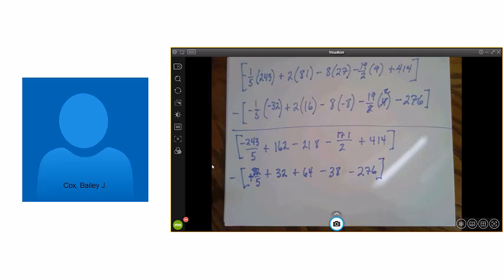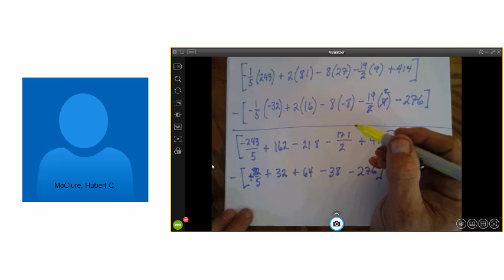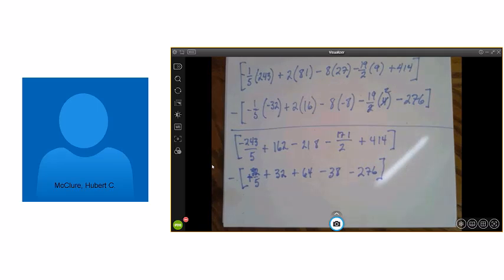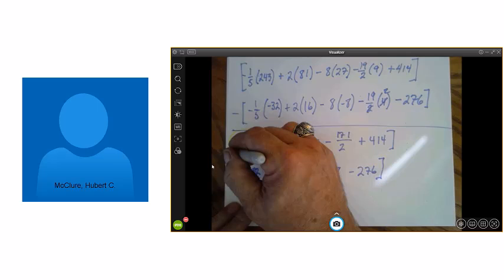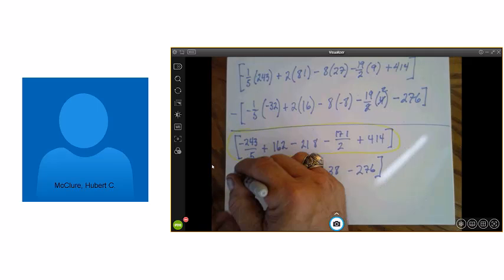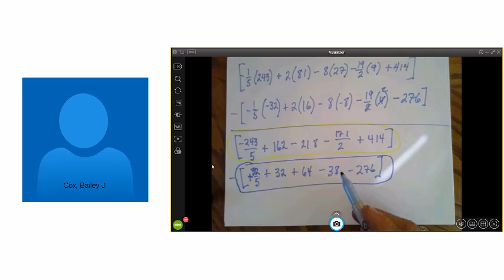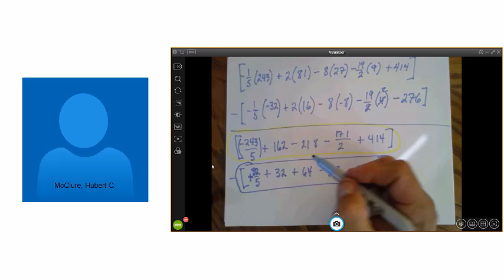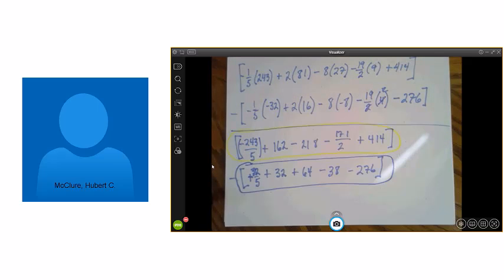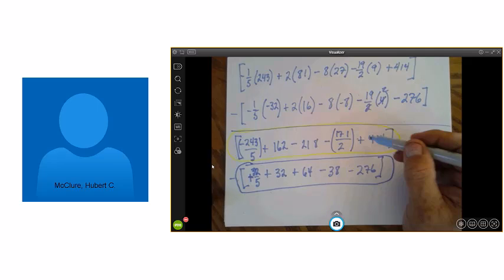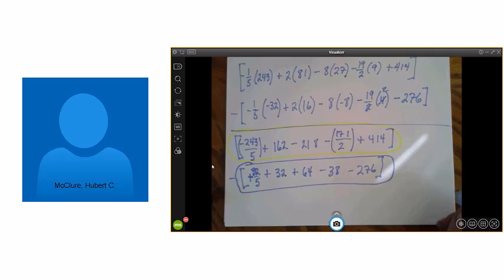Okay, now I need somebody to take your calculator and just go ahead and do all this adding with your calculator. I need somebody to do this for me, and I need somebody to do this. Now you should be able to put it all in the calculator. Parentheses, negative 243 over 5, close parentheses, plus 162 minus 218 minus parentheses 171 over 2 close parentheses plus 414. Somebody tell me what you get.